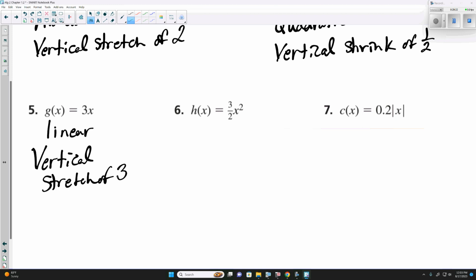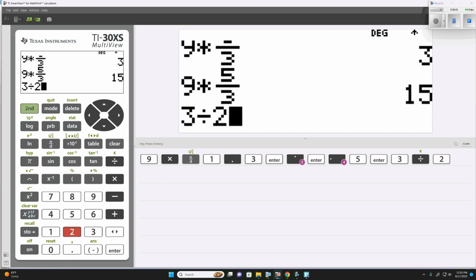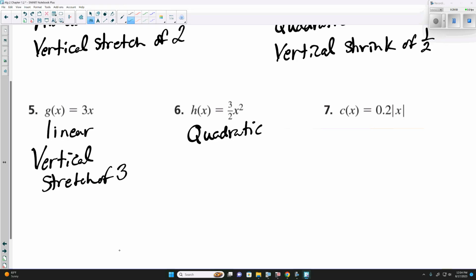Let's look at number 6. This would be a quadratic because of our x squared. Is 3 over 2 between 0 and 1? What is 3 divided by 2? It's 1.5. Is 1.5 between 0 and 1? So is it a shrink?